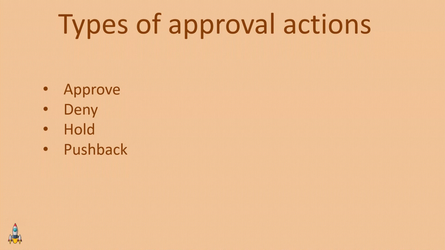So let's say the approver is not happy with the requisition, or he wants that some changes should be made by the requester on the requisition. In that case, he can opt for denying a requisition. So let's see an example of denying a requisition.